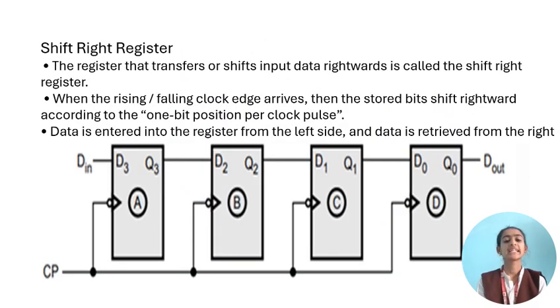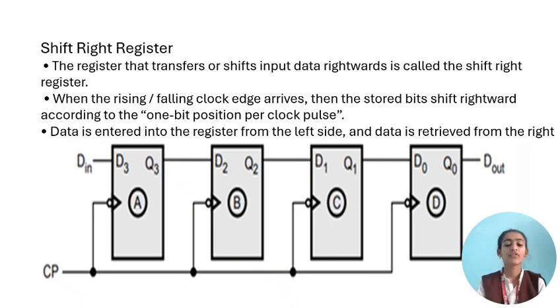Shift right register. Now we have to discuss the register that transfers or shifts input data rightwards, called the shift right register. When the rising or falling clock edge arrives, the stored bits shift forward by 1 bit position per clock pulse. Data is entered into the register from the left side and the data is retrieved from the right side.